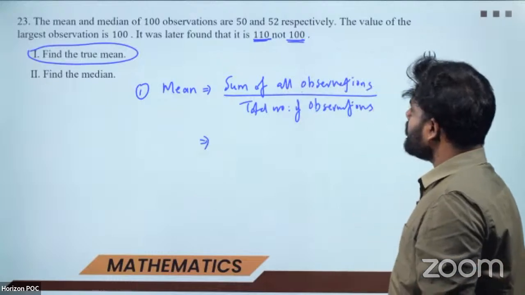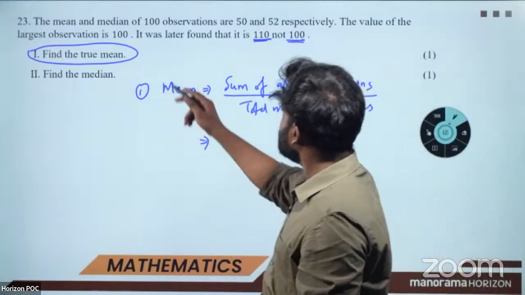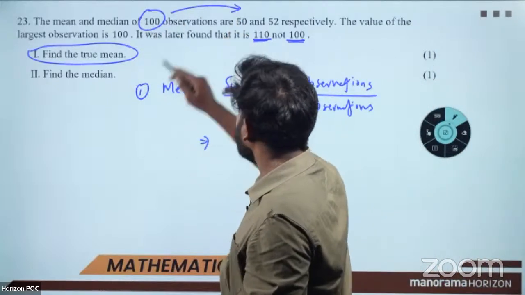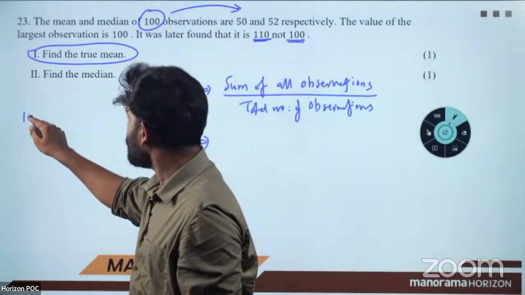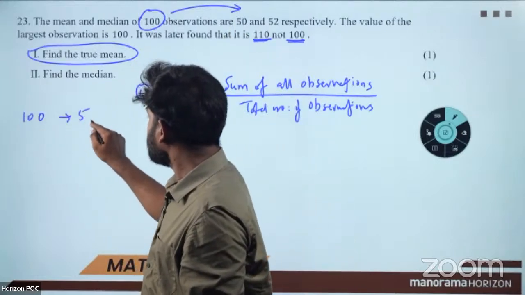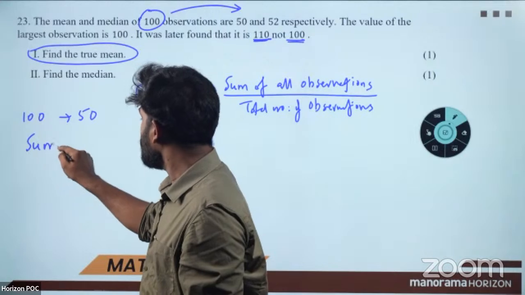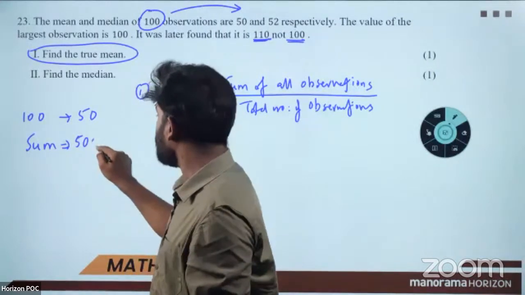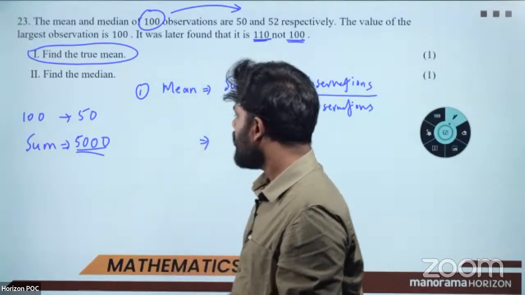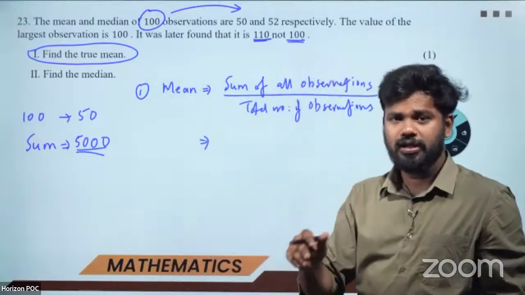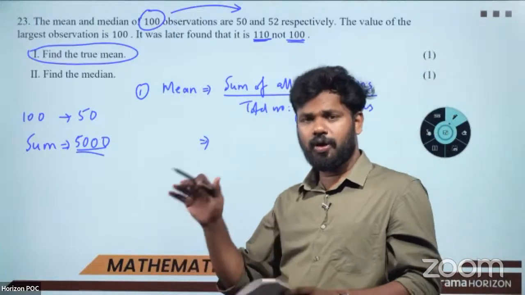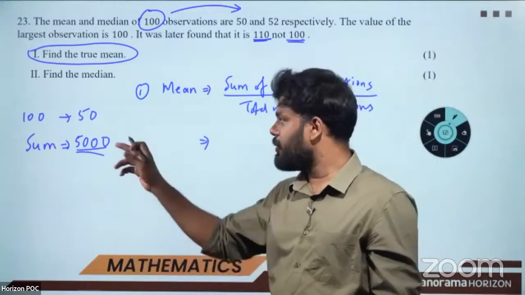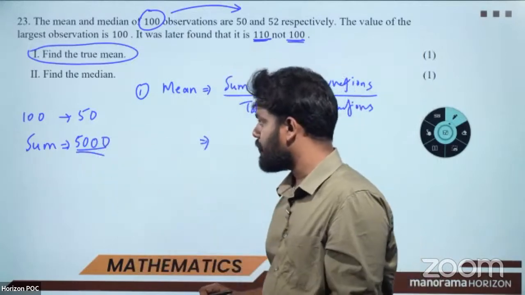Now look at the sum of all observations. You have 100 observations which have a mean of 50, right? So if you have 100 observations which has a mean 50, that means the sum is how much? The sum is 50 into 100, that is 5,000. So this should be the sum of all the observations, because if we are taking it as a normal case, 5,000 will be the sum here.